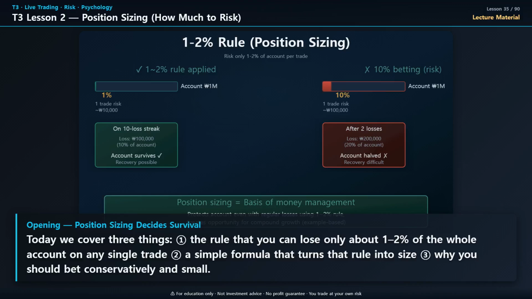Today we cover three things. The rule that you can lose only about 1 to 2% of the whole account on any single trade, a simple formula that turns that rule into size, why you should bet conservatively and small.